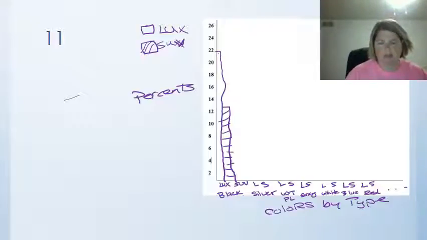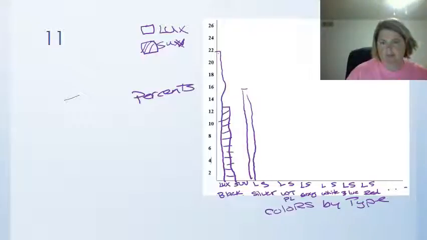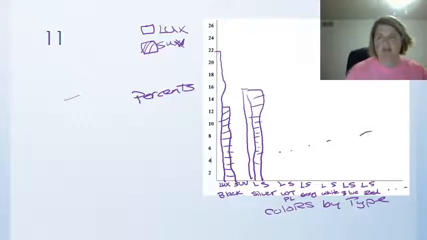Then we're going to leave a space between the colors. So the silver one is 16. So I'm going to leave a little space between the black and the silver. And the SUV for this one is exactly the same. So you try to make these all the same width, and then the SUVs get the little lines in it. Okay, so continue that graph. We'll check on that tomorrow.